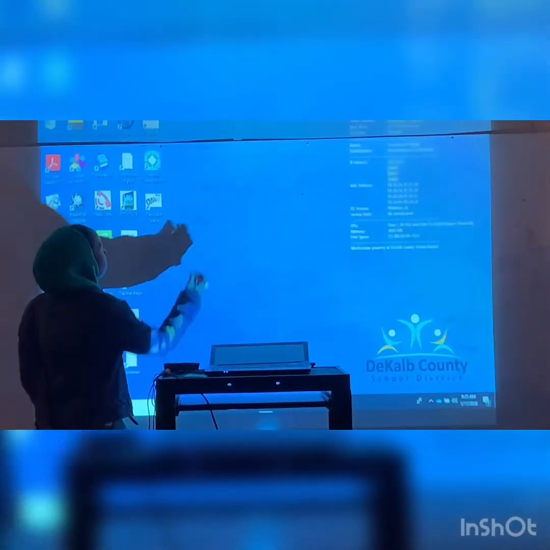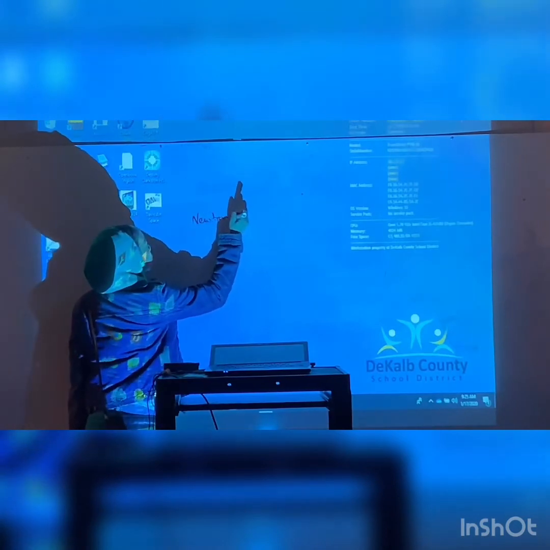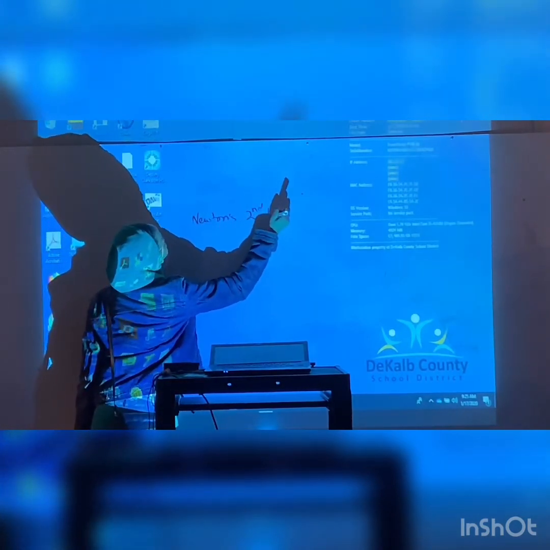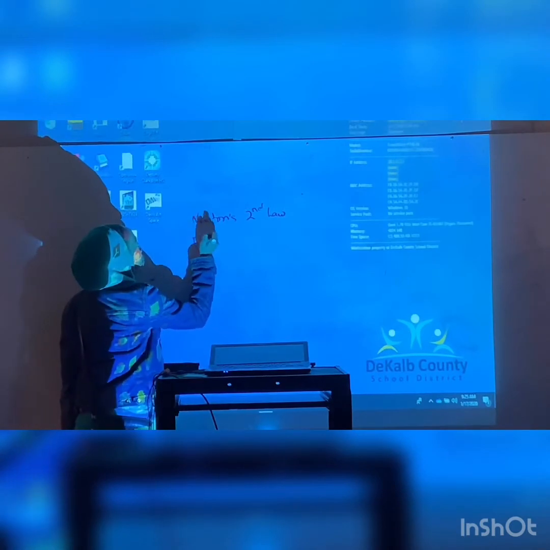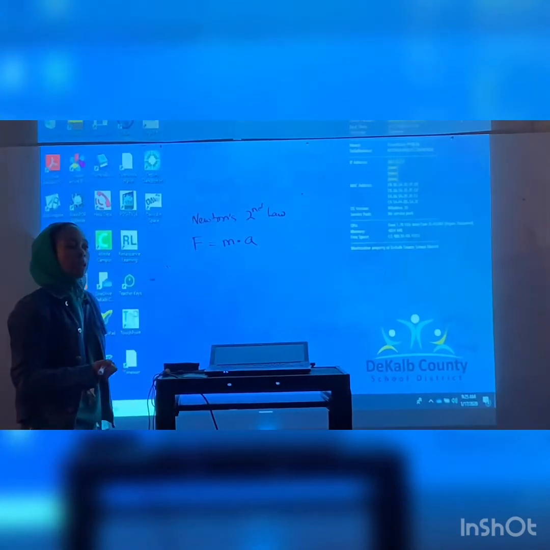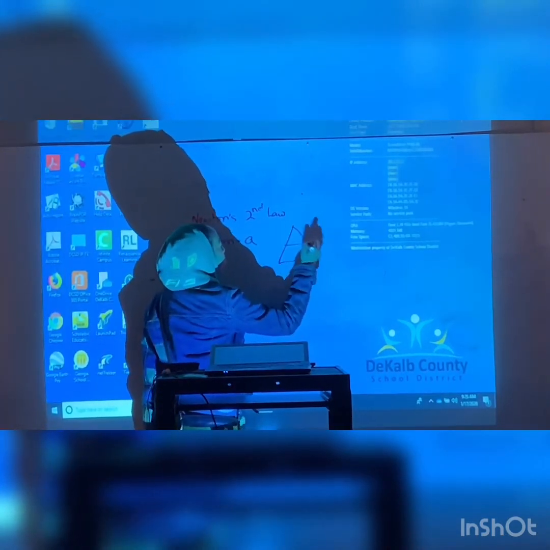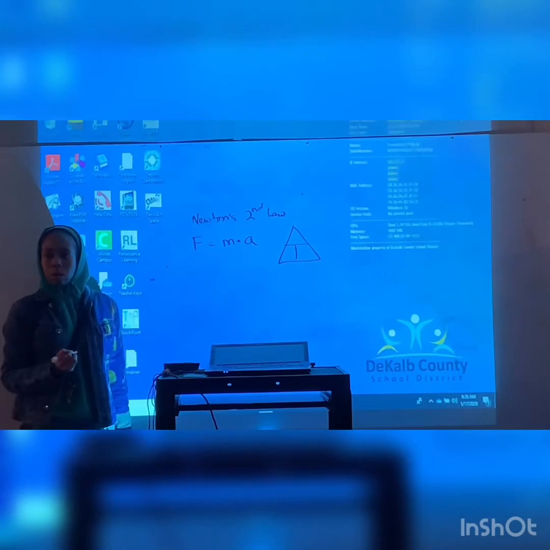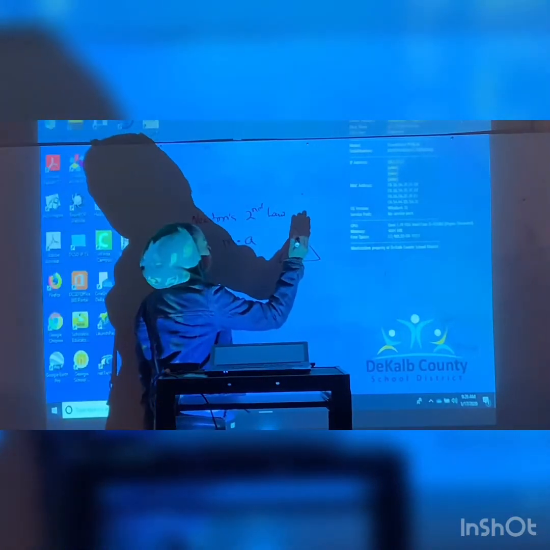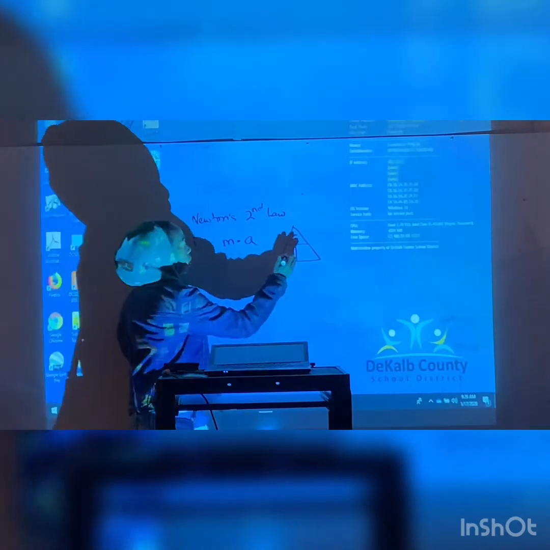What is the formula for Newton's second law? F equals ma. Newton's second law states that force is equal to mass times acceleration. What would the triangle be for this? Where does the F go? On top. And where does the M go? On the left. And the A's on the right.